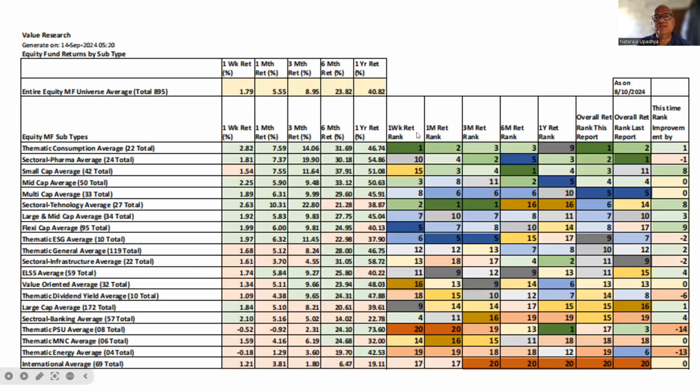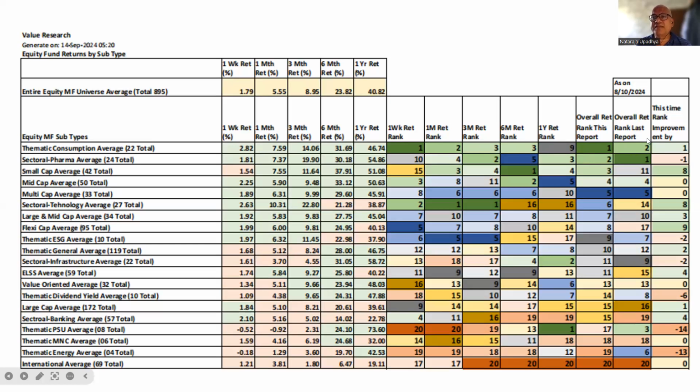Now let us look at their return rankings also identified here. Consumption funds have a return ranking of 1 for the week, 2 for the month, 3 for 3 months, 3 for 6 months, and 1 year return is 9, and the overall ranking therefore comes to 1. How has the overall ranking been arrived at? By taking the average of these ranks and then rearranging all the rankings in ascending order, and this one came first.